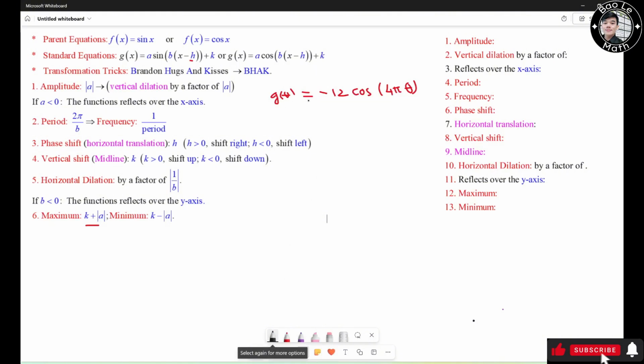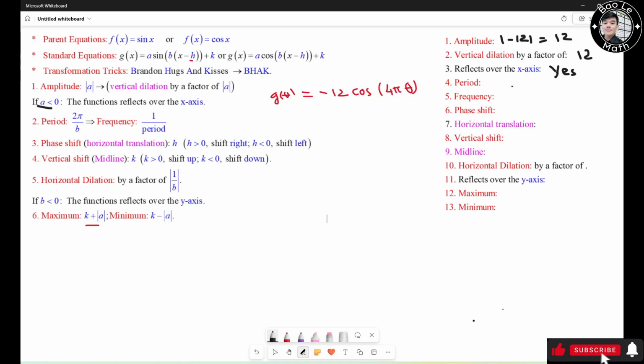g of theta equals negative 12 times cosine of 4 pi times theta. Alright, so the amplitude is going to be the absolute value of negative 12, right? So it's going to be 12. Now vertical dilation by a factor of 12, right? Reflects over the x-axis, yes, right? Because a is negative, right? So it's going to be right here.